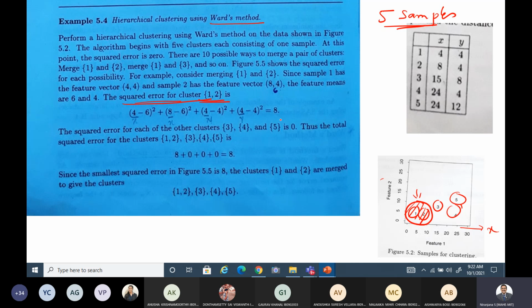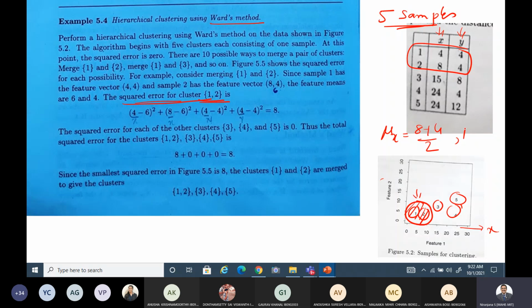When you are trying to have 2 samples like 1, 2, what is the mean value of x there and what is the mean value of y? You can see the cluster has these 2 samples, 1 and 2. So x is here, y is here. What is mu x? 8 plus 4 by 2, right? Mu x, the mean of x in this cluster, you can consider it as 8 plus 4 by 2.